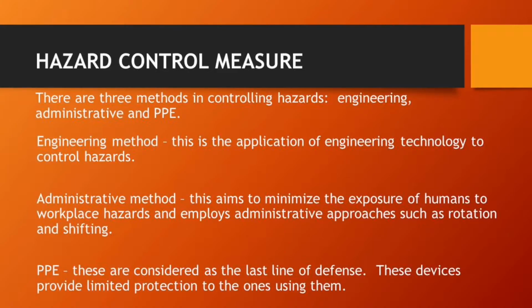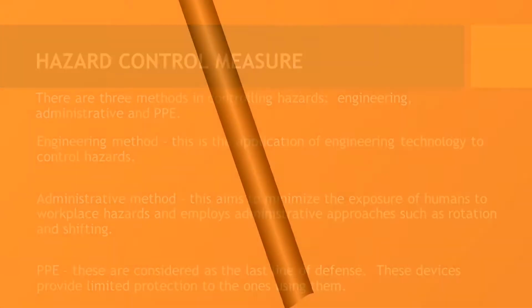This aims to minimize the exposure of humans to workplace hazards and employs administrative approaches such as rotation and shifting. And the last method is PPE, or personal protective equipment. These are considered the last line of defense. These devices provide limited protection to the ones using them.